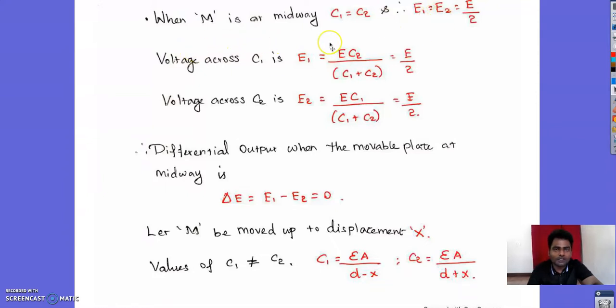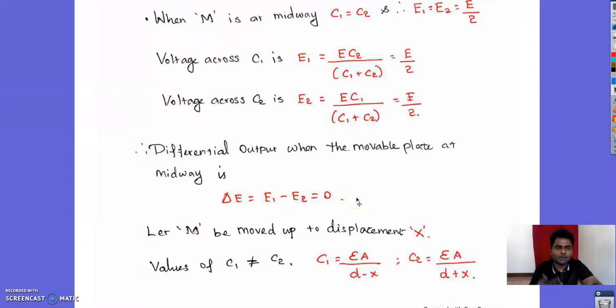This is similar to the equation we have seen for the linear variable differential transducer. E1 equal to E2 says that the voltage is equally shared between the two capacitors, that is equal to E divided by 2. So voltage across C1, E1, is equal to E divided by 2, and voltage across C2, E2, is also equal to E divided by 2. The differential output when the movable plate is in the midway is E1 minus E2. As it is a differential output, we are going to find the difference. So E1 minus E2 is equal to 0.